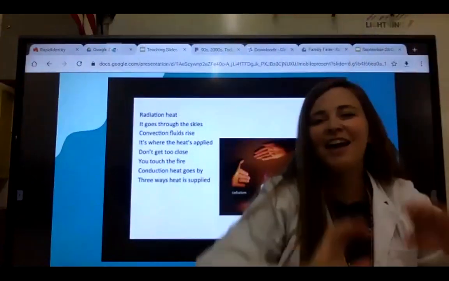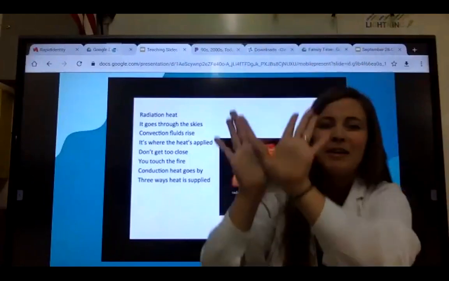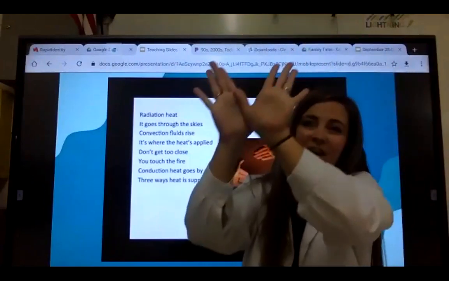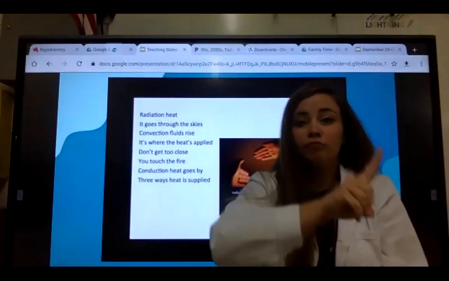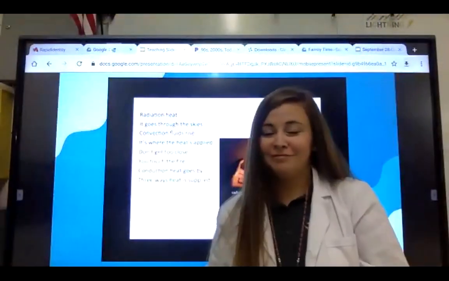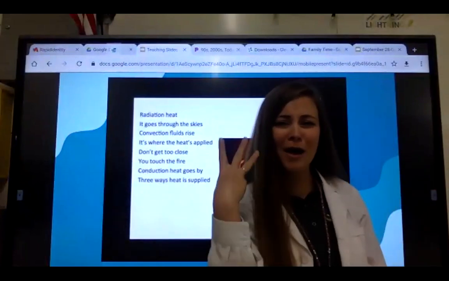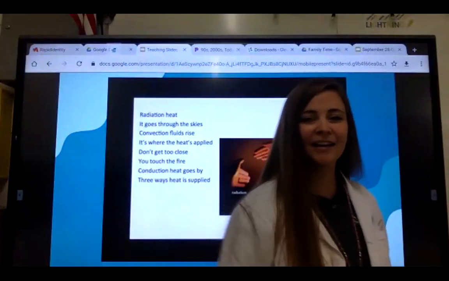Radiation heat, it goes through the skies. Combustion fluids rise, it's the heat supply. You touch the fire. Combustion heat goes by, freeways heat is supplied.